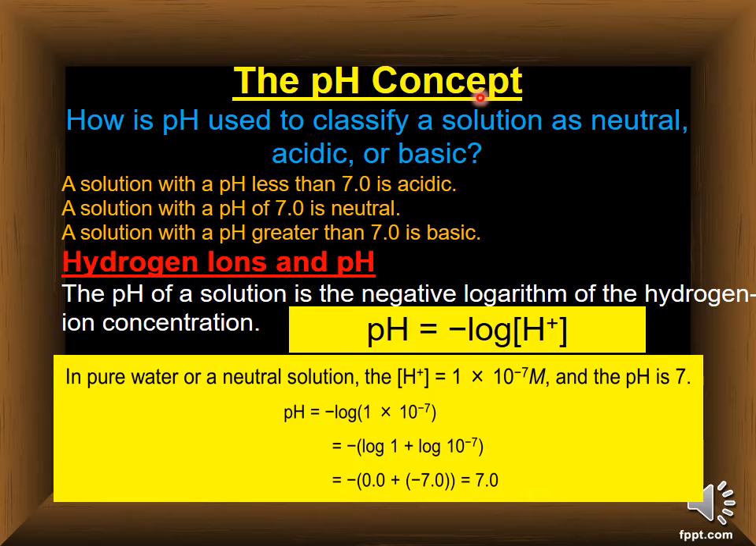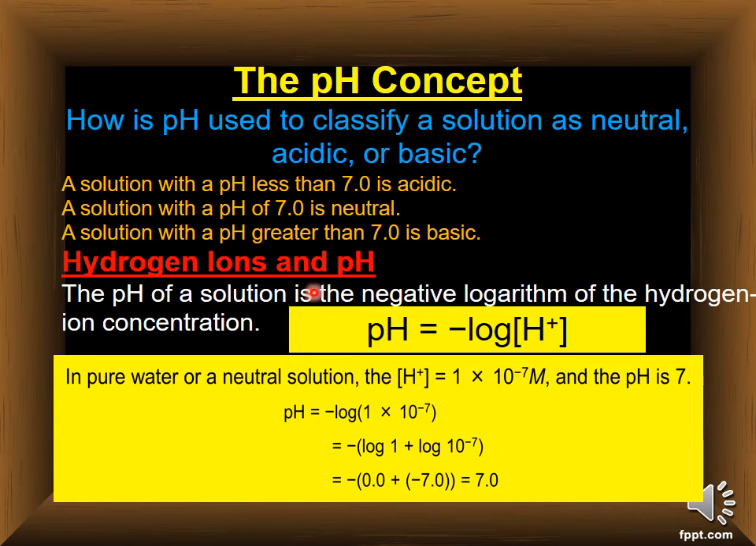Now the pH concept. How is pH used to classify a solution as neutral, acidic or basic? So this is the scale. Remember this. A solution with a pH less than 7.0 is acidic, starting from 0 till less than 7.0. A solution with a pH of 7.0 is neutral. If the pH is greater than 7, from 7 till 14, it is called a basic solution. Understand? This is an important thing.